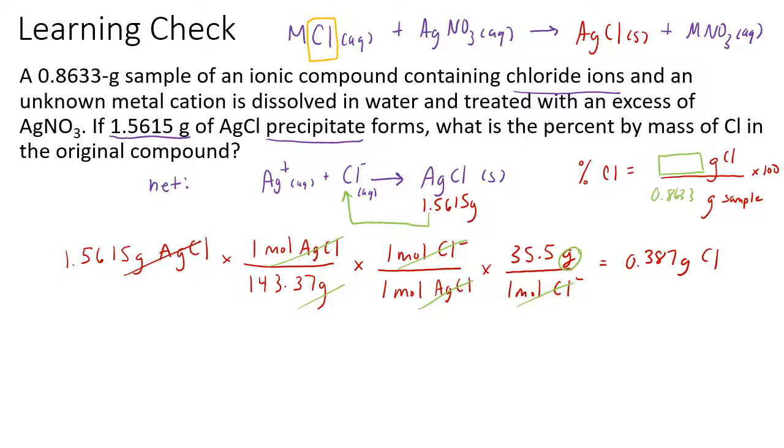And so we're going to plug that into our numerator of our fraction, 0.387 grams, divided by the sample mass, which was 0.8633 grams, times 100. That'll tell us our percentage by mass of chlorine in our unknown and in our precipitate sample, since they're the same. And that should come out to 44.8% chlorine.